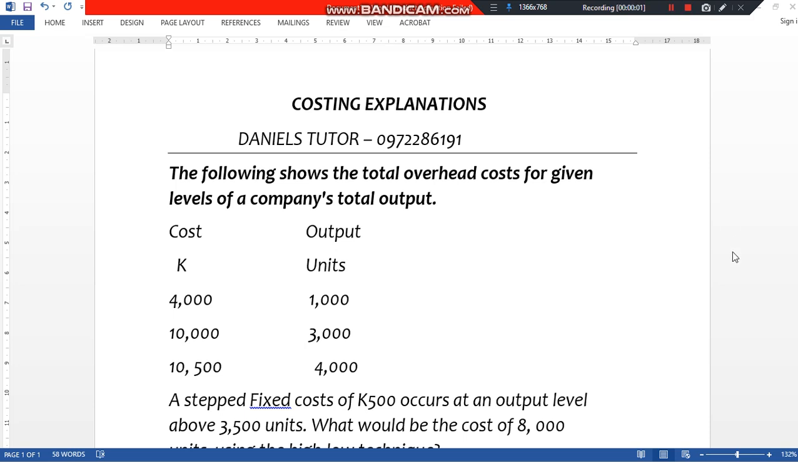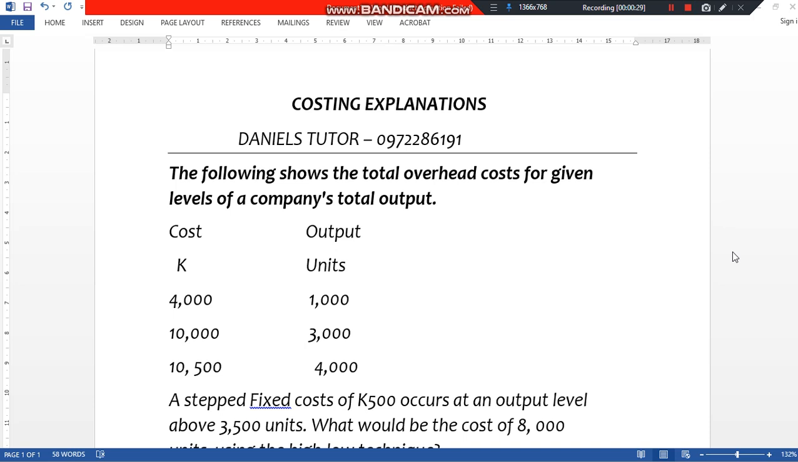So there's something that I put in the quiz that we did last time. It's a stepped fixed cost. Okay, so let's do this. We usually say fixed costs don't change. Then variable cost changes based on output. So when your output increases, you find that variable cost changes, but fixed cost does not change.